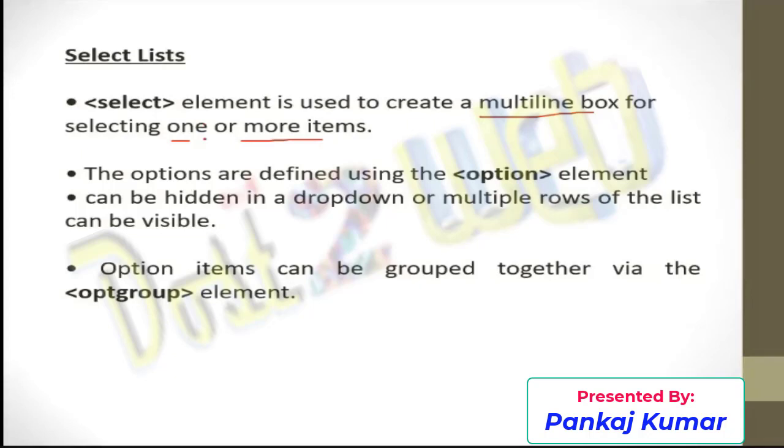Here, either you give the feature to select one, or you give the feature to select two, but usually it will be the same. When you define the option in HTML, you are going to use the option tag. The options are defined using the option element. Then only they can be selected.